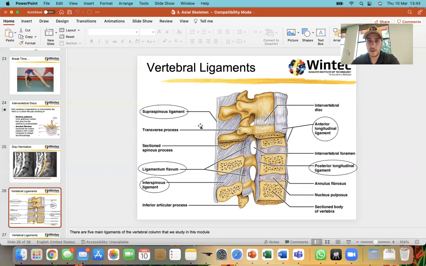And then here we have our vertebral ligaments. Okay, so our supraspinous ligament, our ligamentum flavum, our interspinous ligament. We here have our annulus fibrosus and nucleus pulposus, our anterior longitudinal ligament, our intervertebral discs, our intervertebral foramina, and then our sectioned body of the vertebra, and our inferior articular process.